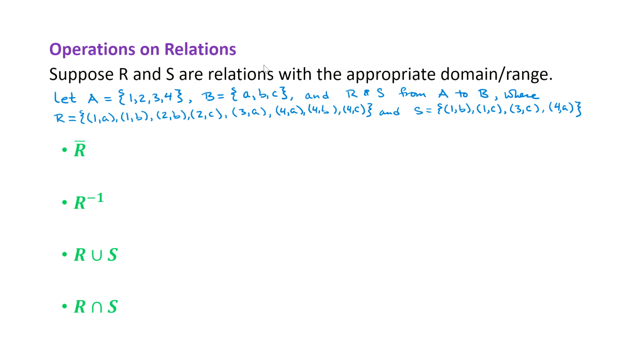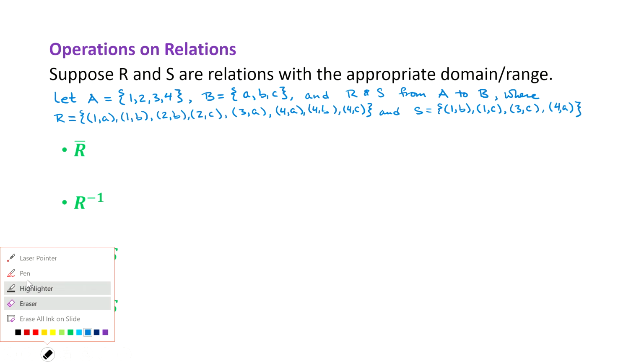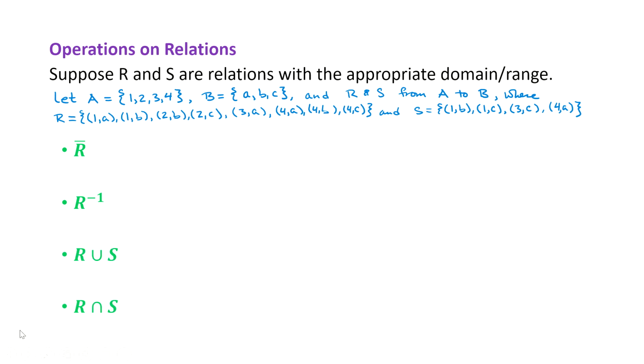Okay. Now, the first one on the list of 4 different operations we're going to do on these relations is going to be the complement of R. Now, when you deal with complements, you always have to know who the overarching universe is. When you're dealing with relations, the overarching universe is going to be your cross product. So here, your complement of R is literally going to be the cross product A cross B, and then you subtract out R.